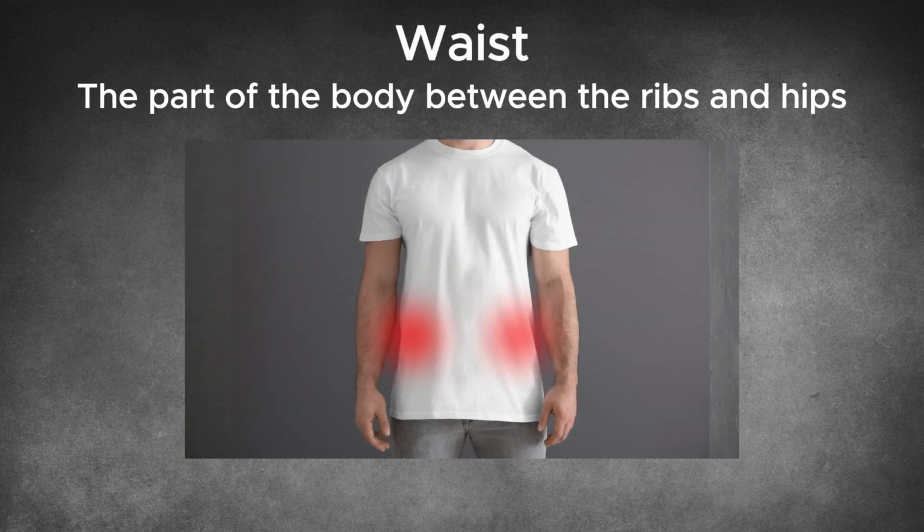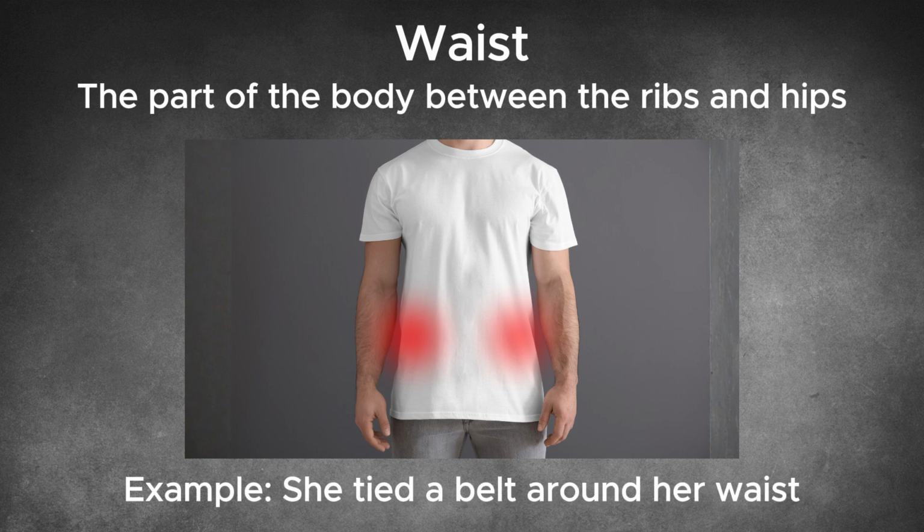Waist. Waist. The part of the body between the ribs and hips. Example, she tied a belt around her waist.